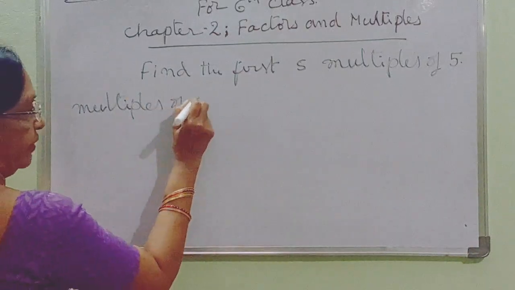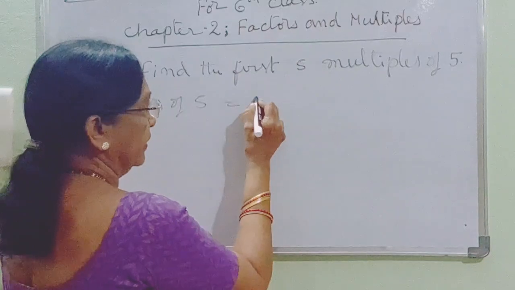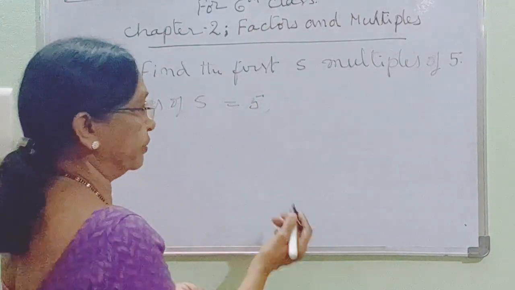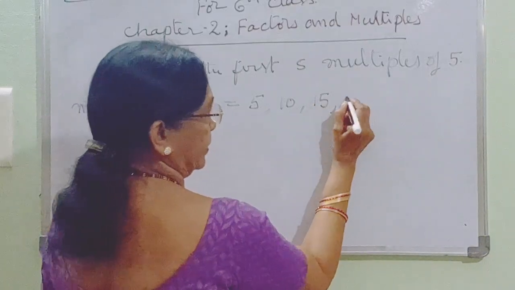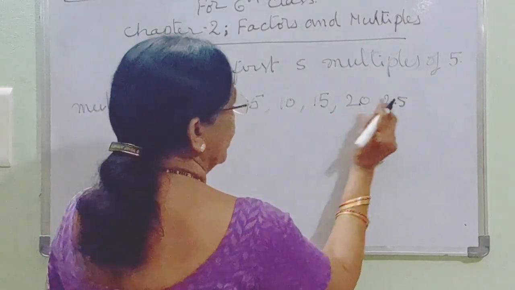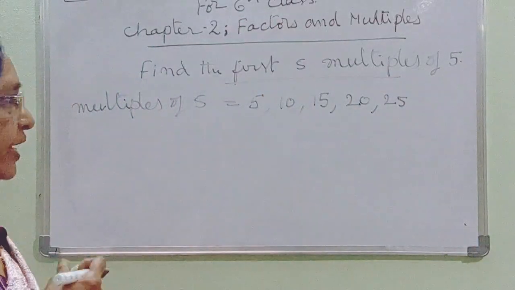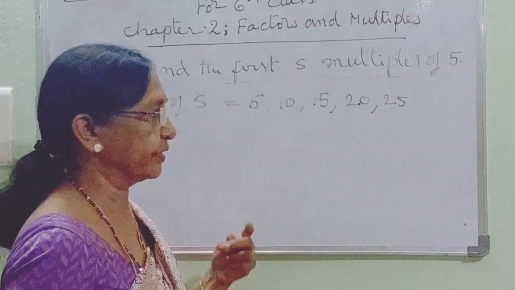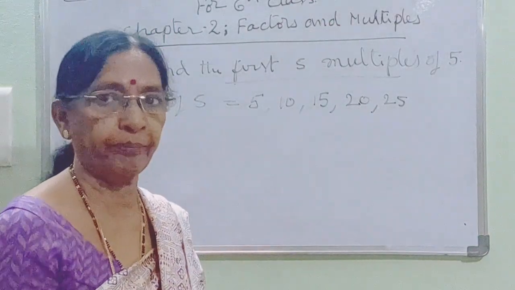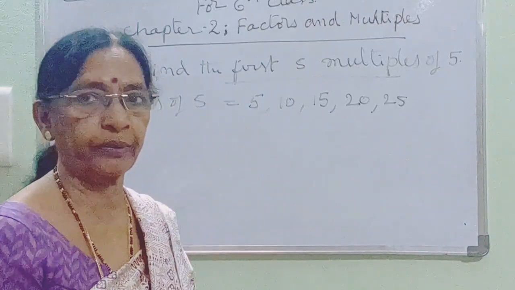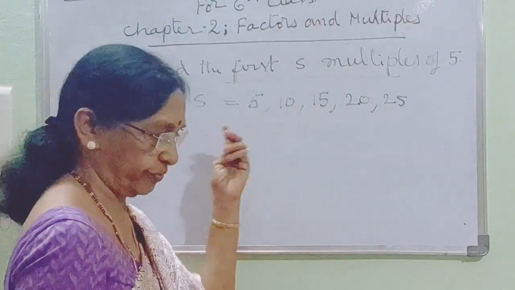Multiples of 5. If 5 is multiplied by 1, we get 5. Next multiple, multiplied by 2, we get 10. Next multiple, 15. Next, 20. Next, 25. So the first 5 multiples are 5, 10, 15, 20 and 25. These are the multiples. Multiples are numbers obtained by multiplying a number one time, two times, some number of times.